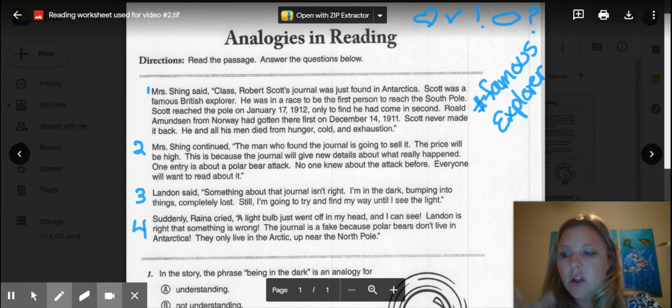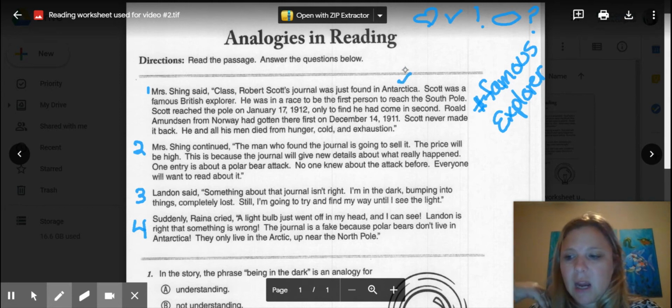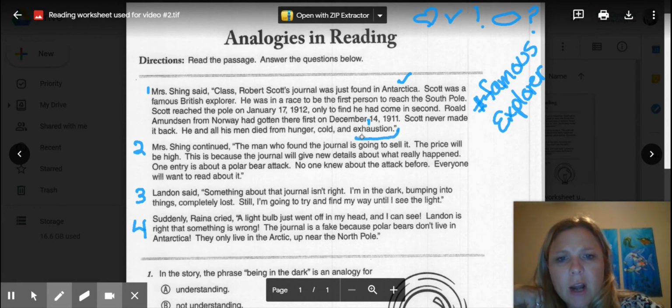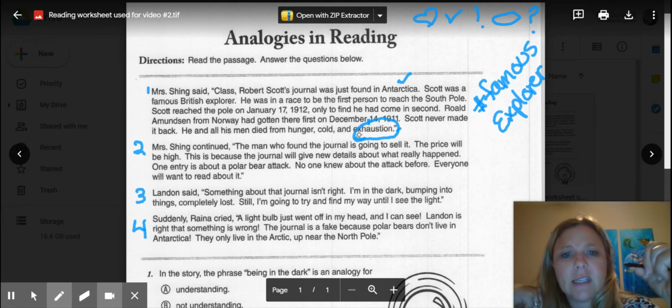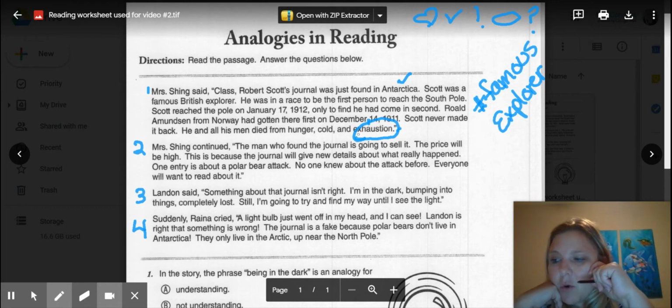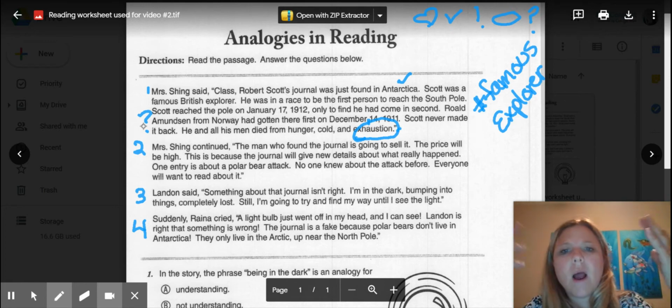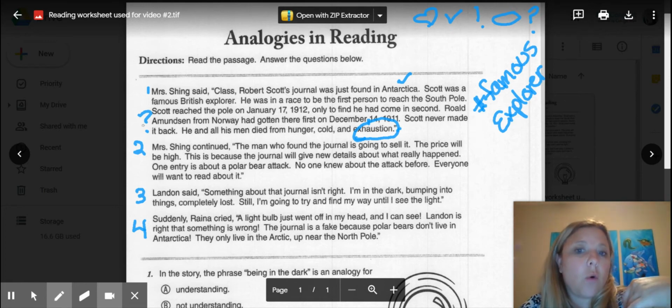So going through this, I'm going to put a check mark with Antarctica because I understand Antarctica. I've learned about it. I'm not sure about the word exhaustion. I've heard of exhaustion. I could be exhausted, which means tired. So I'm assuming that exhaustion is related to that. And I am going to put a question mark next to this person as far as what did he do to get there maybe first, or what all happened with that. So I'm not quite sure, and I'm going to keep reading.